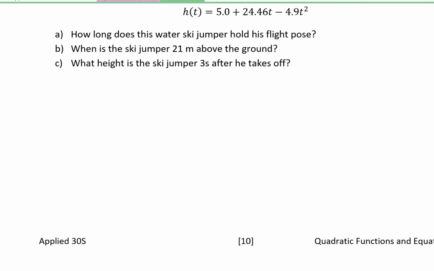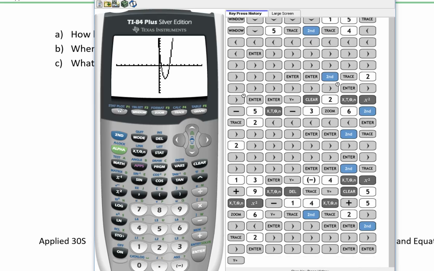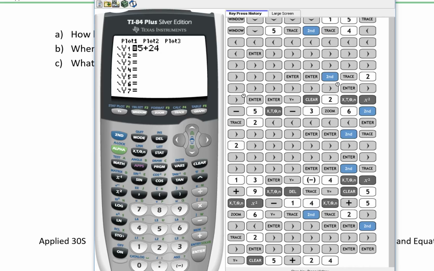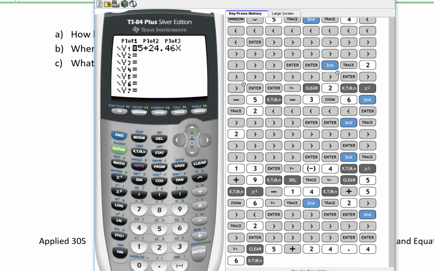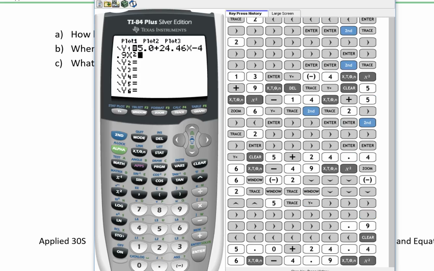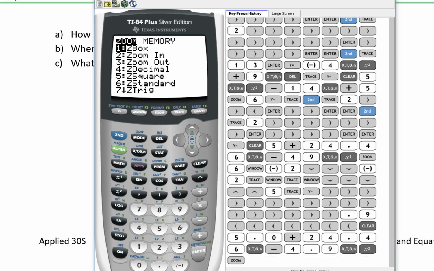Okay, my first job is to put this in my graphing calculator. I've got 5 plus 24.46, they say t, I'm going to do x, minus 4.9 x squared. And you'll see it's in standard form, but backwards order. Does it really matter? No, as long as everything is equal to 0. But when I ask you to put it in standard form, make sure you're putting in that descending order of your power. So ax squared plus bx plus c. Will this work when I put it in the graphing calculator? It sure will. Okay, so let's go ahead and hit zoom 6.